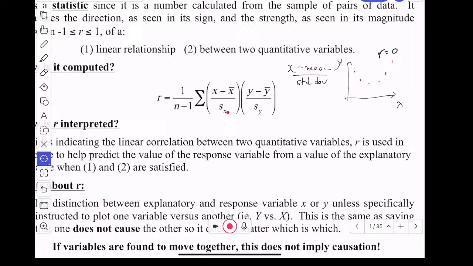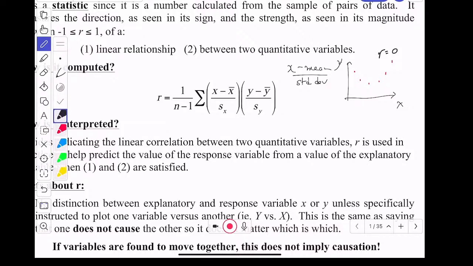X and y are treated exactly the same. Because of that, it doesn't really matter for the calculation of r which variable you have on which axis. It's not going to change the measure of r. It will determine what line you get, but in terms of calculating r, x and y are treated identically, so it doesn't matter. Then what happens?